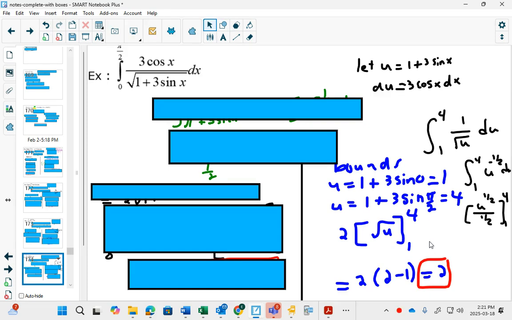I don't even want to show the other side. Can you imagine doing everything with all those sines and coses? No. Why? Okay, I'm going to stop.